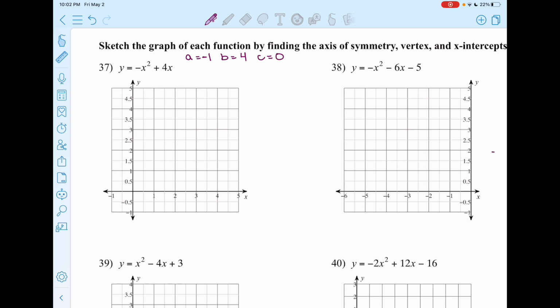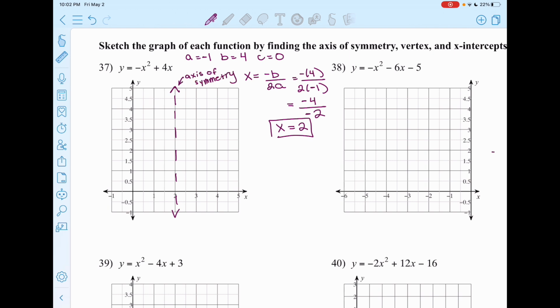I'm going to start by finding my axis of symmetry using that x equals -b over 2a. So my b is 4, so I have -4 divided by 2 times -1. So I have -4 divided by -2, which means my axis of symmetry is the line x equals 2. This also means that my vertex has the x value of 2. And now I just need to figure out the y value.